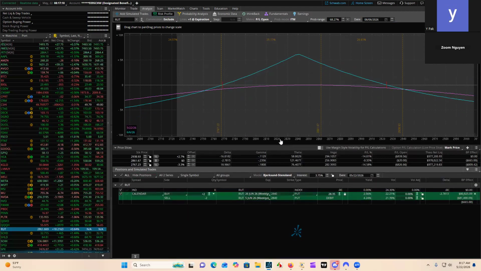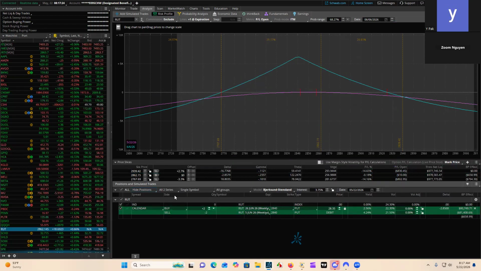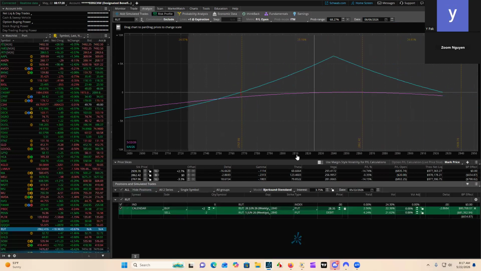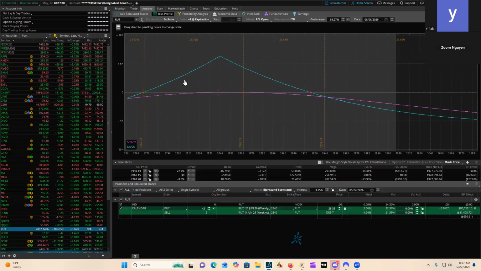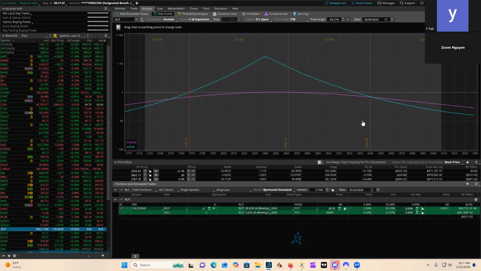And you can move this up and down. So if you have more trades in there, you can see them, and then you can shrink this down or expand it. Then you can drag it left and right to center everything up.